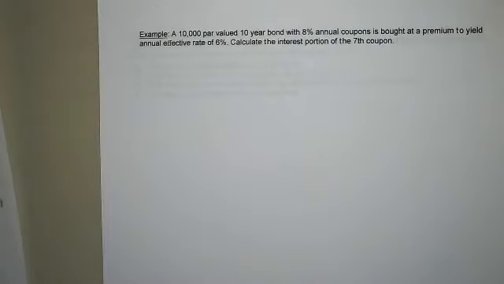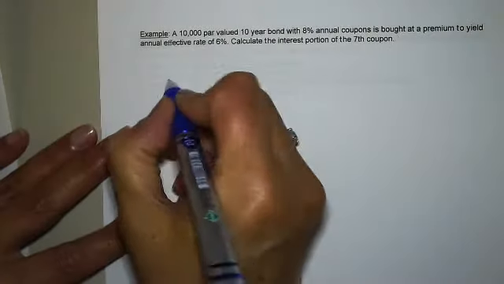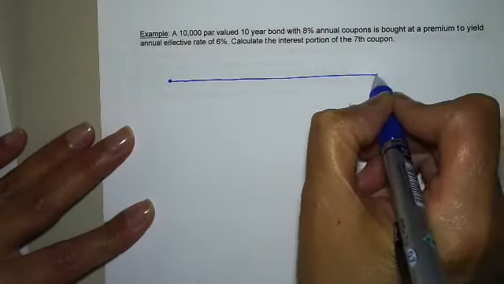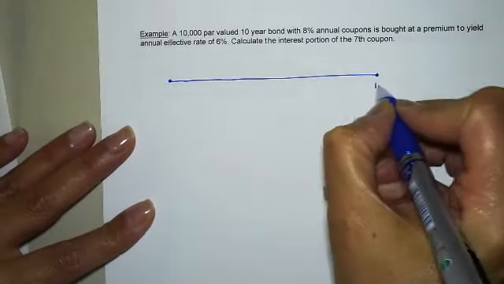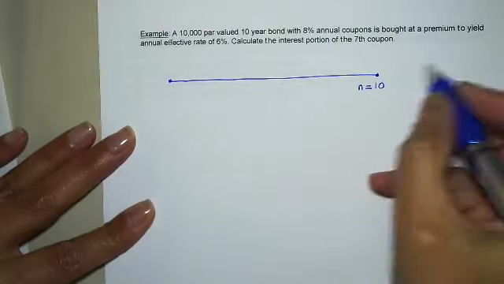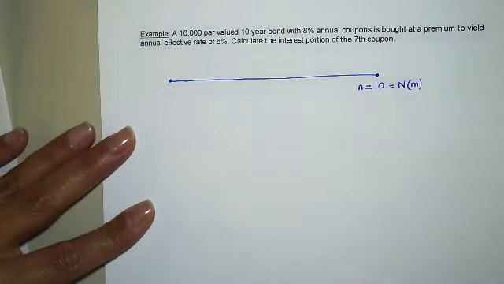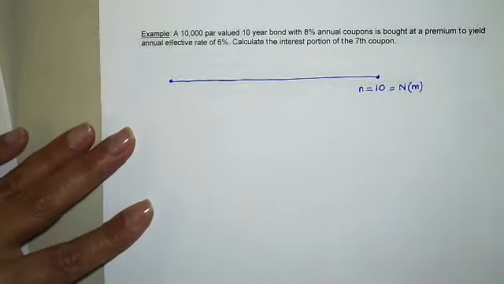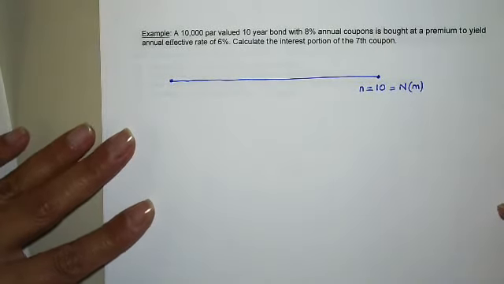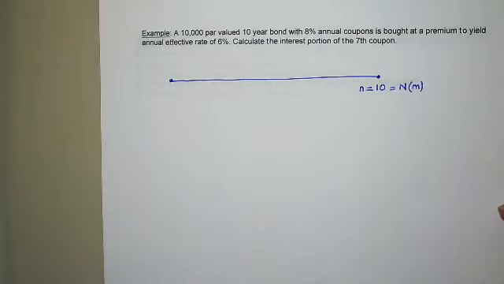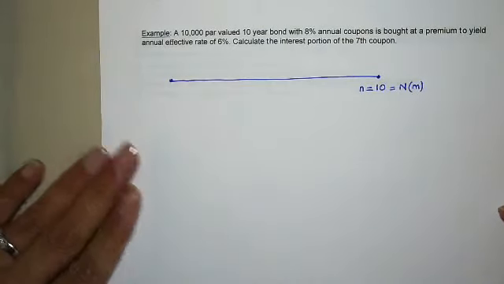Par value 10-year bond. Timeline. With annual coupons, so n equals 10 this time. N is equal to n times m. M is 1. Is bought at a premium to yield annual effective interest rate of 6%.